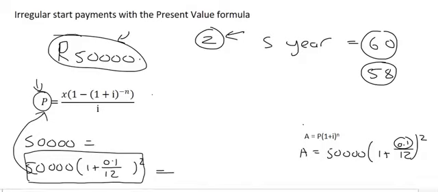So you can only use the 50,000 if you start paying at the correct time, which is after the first month. And that is what we're going to look at. We're going to look at calculations in the next video that cover these types of questions.